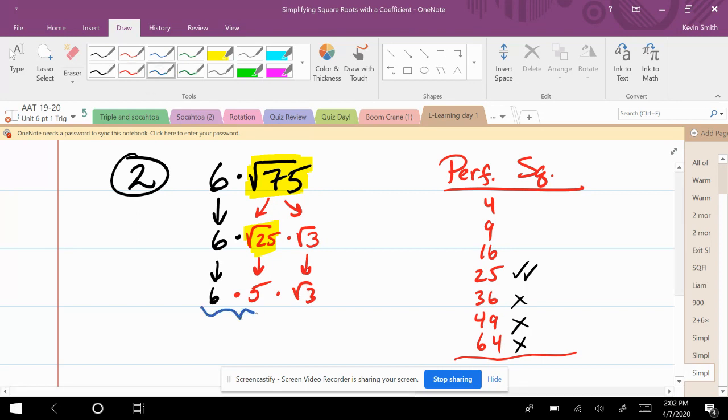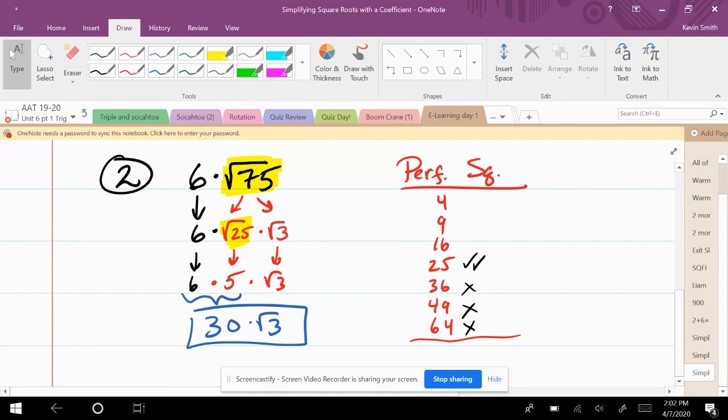And our last step, what's 6 times 5? 30 times the square root of 3. That's your final answer. Check to make sure you got that right. And nice job, guys.